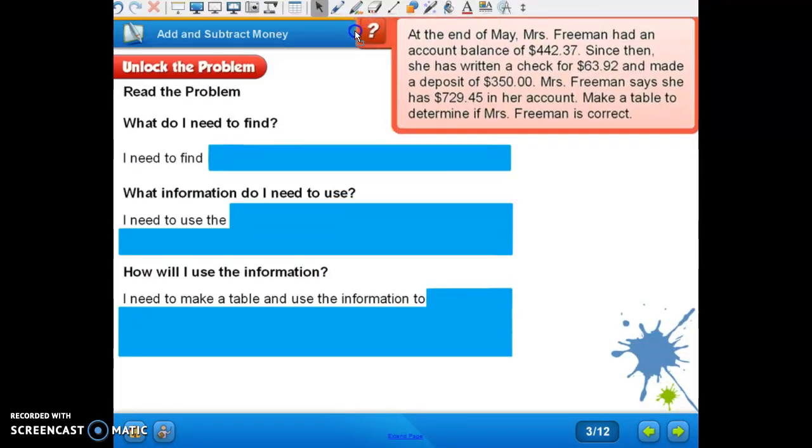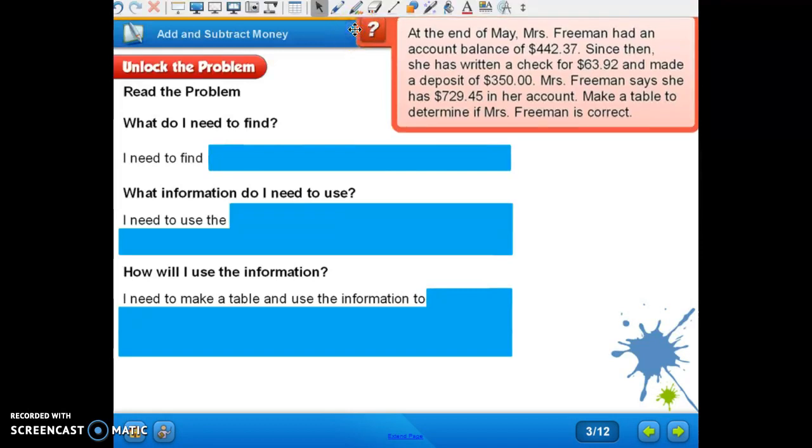So here's our problem. At the end of May, Mrs. Freeman had an account balance of $442.37. Since then, she has written a check for $63.92 and made a deposit for $350. Mrs. Freeman says she has $729 in her account. Make a table to determine if Mrs. Freeman is correct. What do I need to find? What do we need to find?